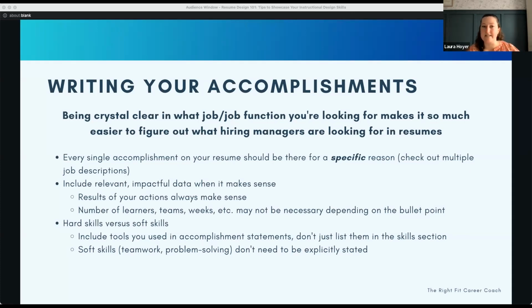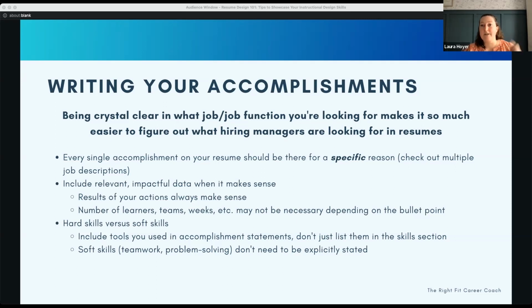Now, the soft skills like teamwork and problem solving, they don't need to be explicitly stated. You don't need to say using teamwork or using problem solving skills, but the reader should be able to tell by the way that you write your statement that you worked with a team to accomplish X, Y, and Z, or you identified a problem and developed a solution.